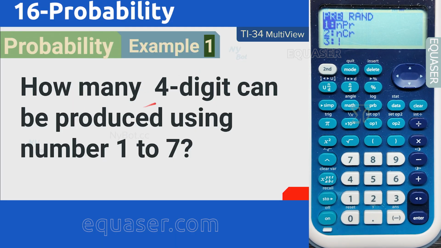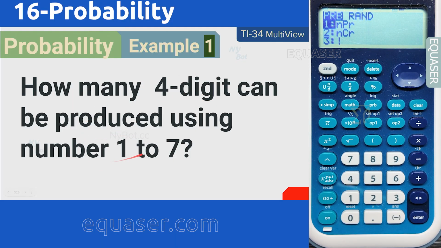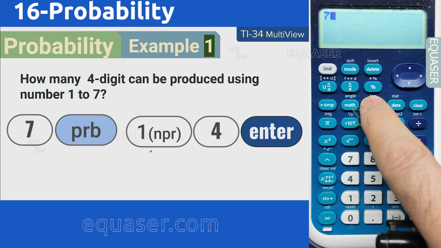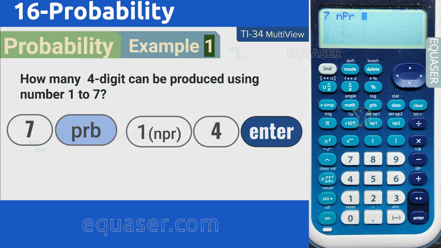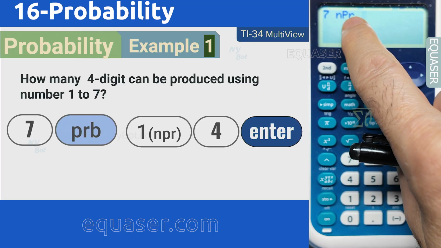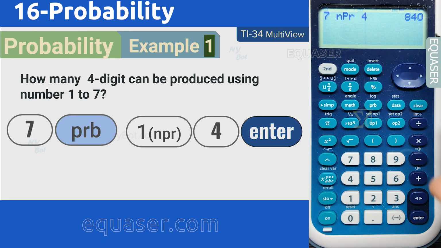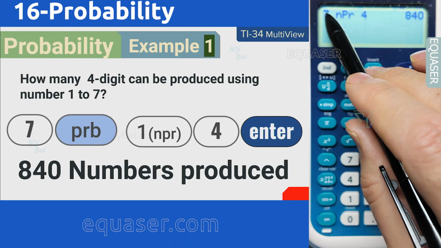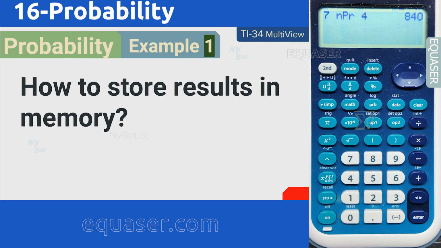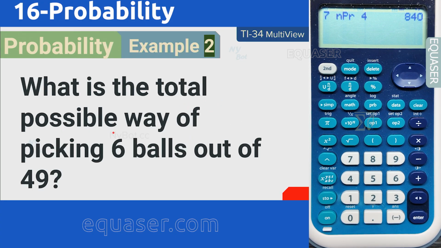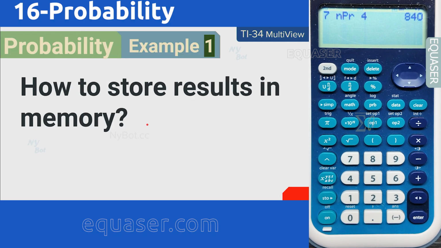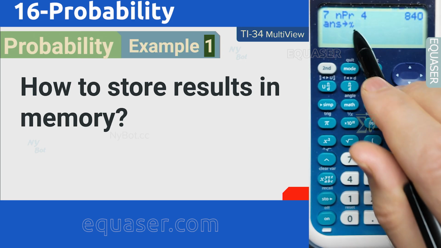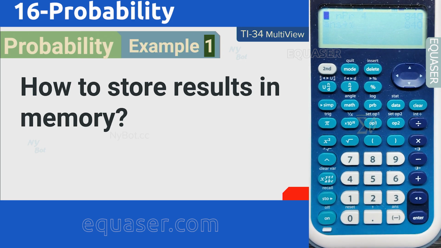Now, example 1: how many 4-digit numbers can we produce using the numbers 1 to 7? For that, we have 7 digits, so PRB and then number 1, so 7 pick 4, or permutation, and the answer is 840 numbers produced from 1 to 7. Now how to store the result into the memory? Very simple, press store and X. This value is the answer, it goes to X, and now it's available if you want to use it.